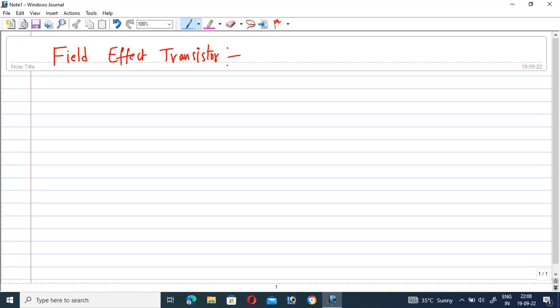The field effect transistor is one of the most widely used elements in IC fabrication. So let us see why we are using the field effect transistor, and what the differences are between the BJT and the field effect transistor. In the field effect transistor, the current is due to majority charge carriers. So it is called a unipolar device.